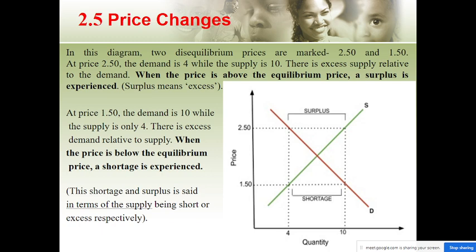At the price 1.0, the demand is 10 and the supply is only 4. There is excess demand relative to supply when the price is below the equilibrium price. This is known as a shortage.